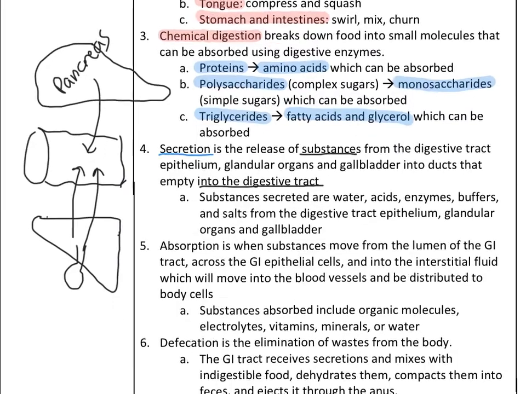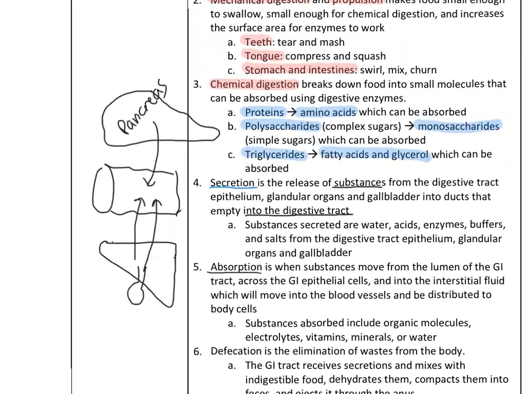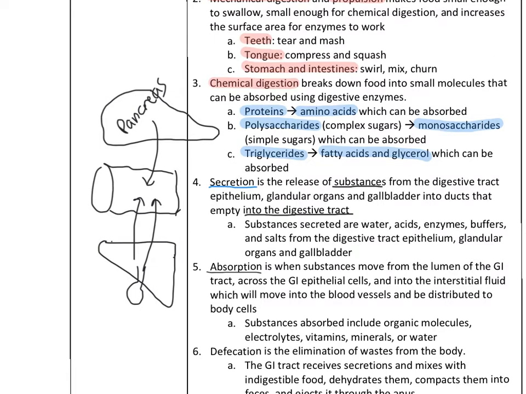Another function of the digestive tract is absorption. Now absorption is when substances move from the lumen of the GI tract into the body. So that's going to be going in the opposite direction then. And so there's two different places where things will get absorbed into. They have to go through several different layers, but eventually they're going to absorb into the blood, or they're going to absorb into the lymphatics. Okay, so one way or the other, they're going to get into the body.